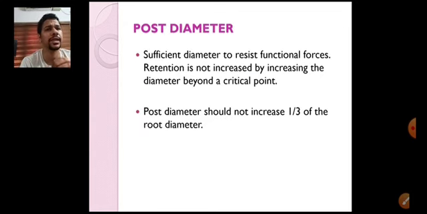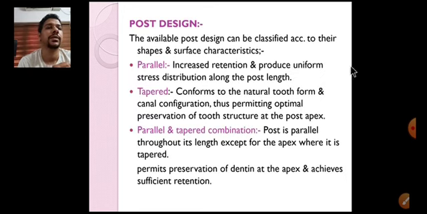Now coming to post diameter, which I already mentioned, you are supposed to give a post diameter of 1/3 of the root diameter. You should not increase it. As I told, for a 6 millimeter diameter root, you are supposed to give a post of 2 millimeter, not more than that, because it will not improve the quality of your treatment. It will reduce the prognosis of your treatment. This I will take in the next class.